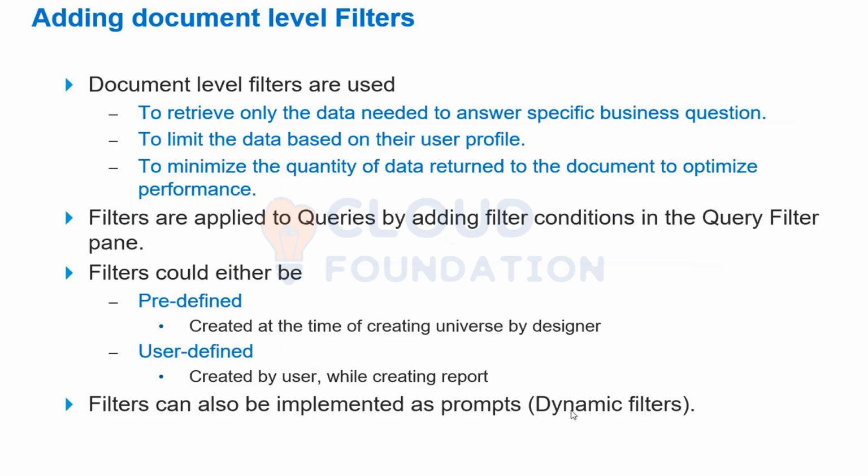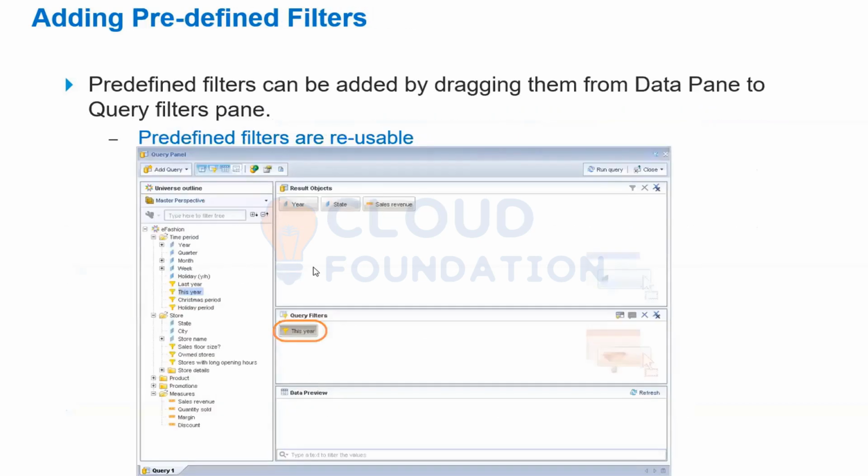Filters can also be implemented as prompts, like the dynamic filters which I told you. Now, adding predefined filters. In the universe also, we can create filters, like this year, last year. We can write some formula there. If we just drag in this year, whatever formula they have written applies. Maybe this year ideally means 2022, but it is based on the formula that they have given. If you put this year in the query filter, we should get the current year data.